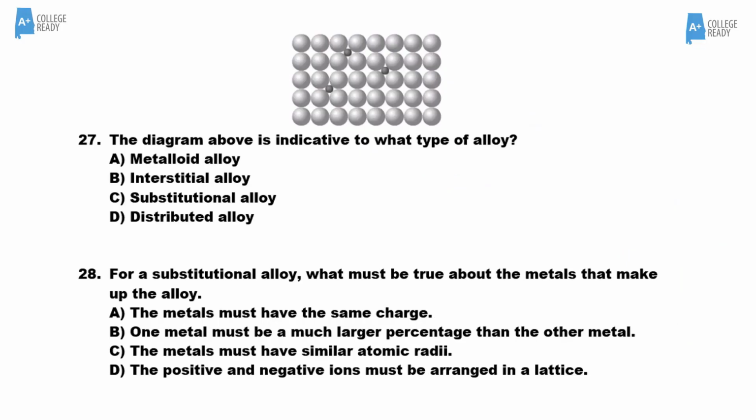Classic alloy questions. You've got big circles and you've got little circles. When you have big circles that don't seem to be interrupted and you've got little circles that are strewn throughout kind of in the spaces between them, that's always interstitial.